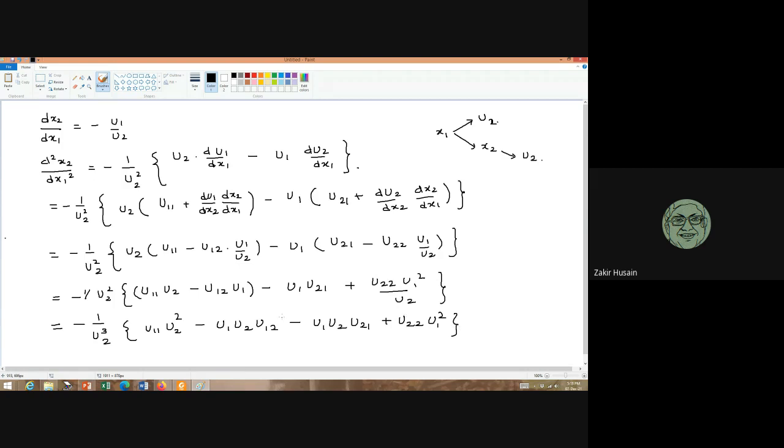Now, there's a theorem called Young's theorem. I'll prove this later, which says that u12 is equal to u21. So that means this term and this term are the same. So we can simply write this as minus 2 u1 u2.